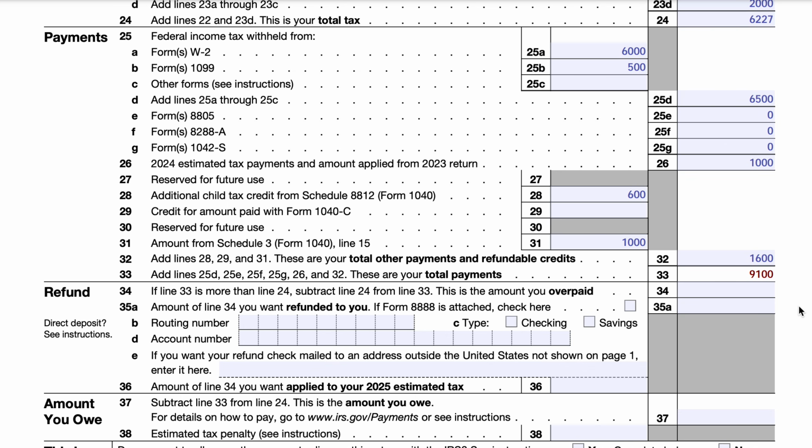So the amount that you overpaid, let's just say that this is, I think that's correct, 2873. Yeah. So that's how much the refund would be. I'm actually going to put this here as a placeholder so I don't forget that dollar amount.